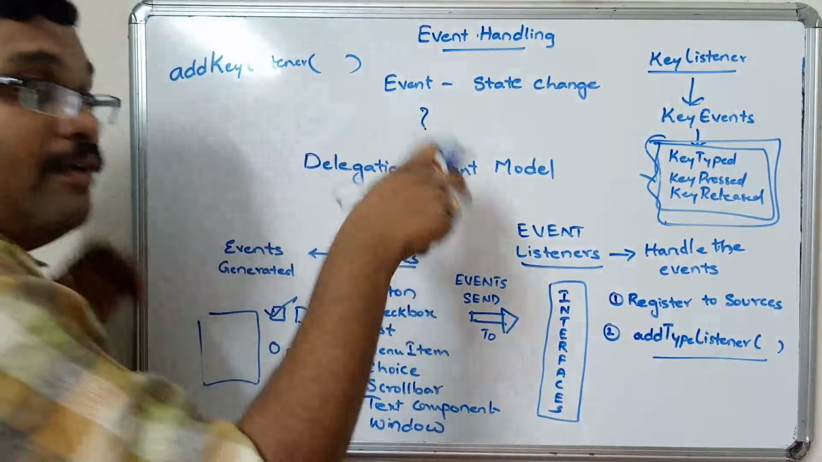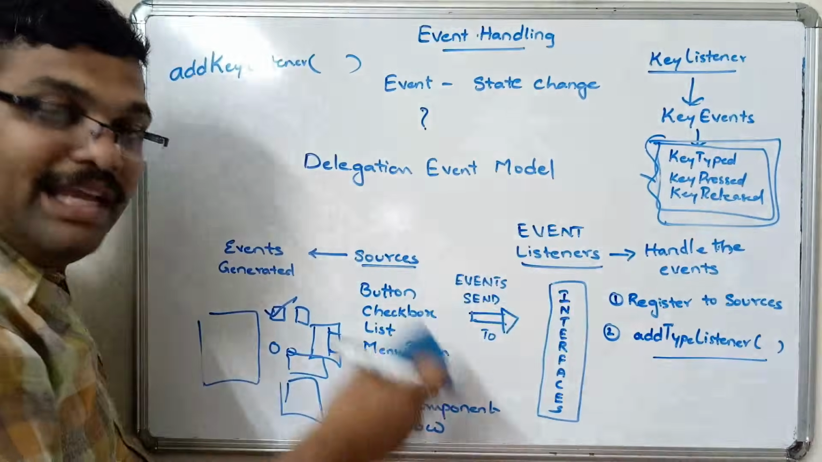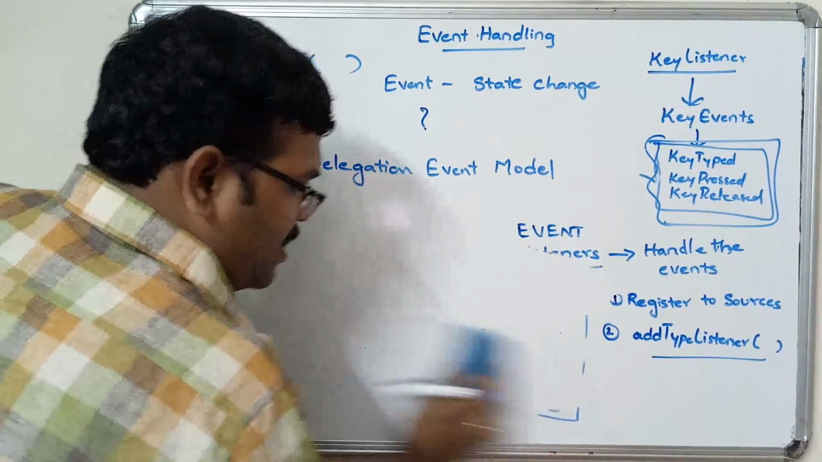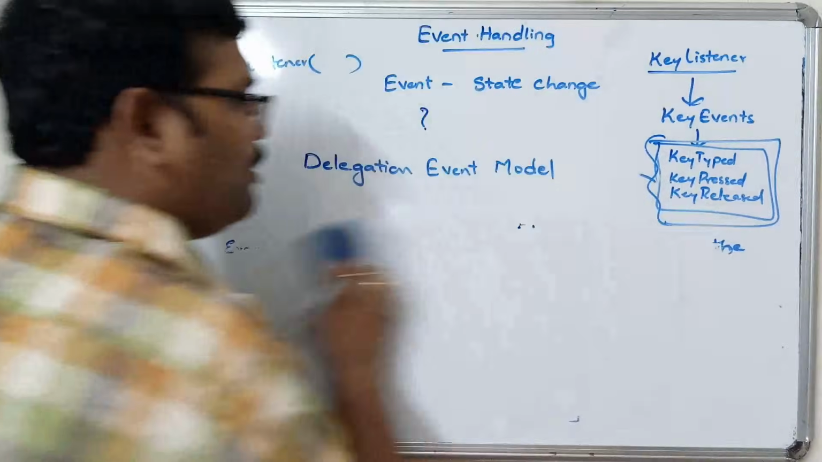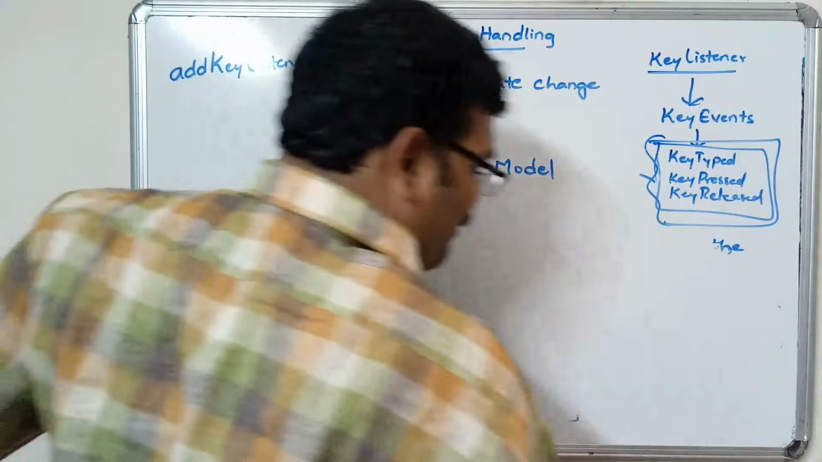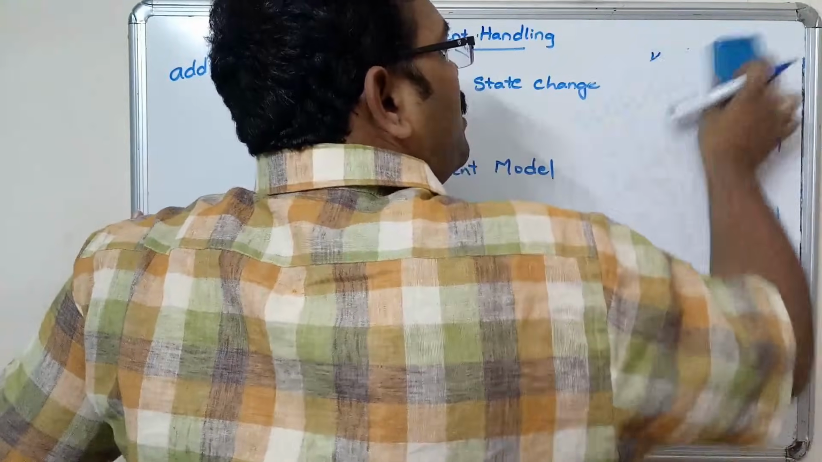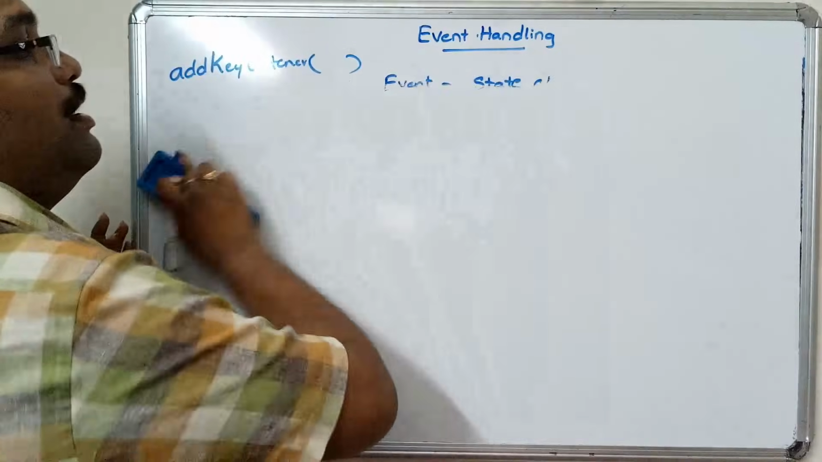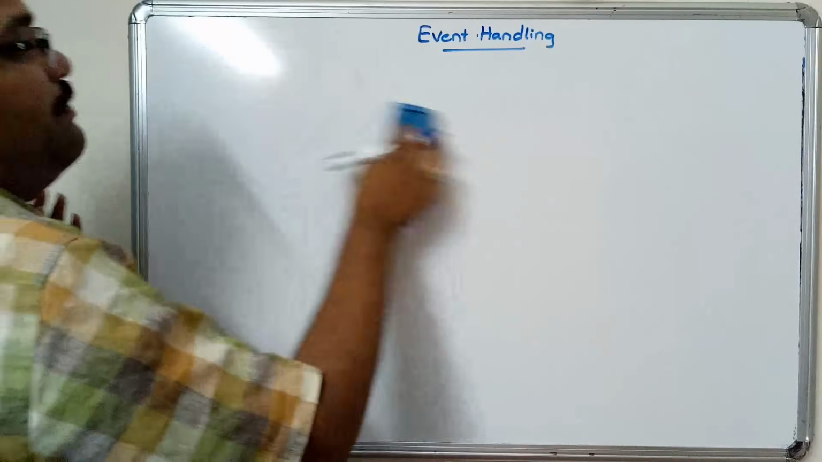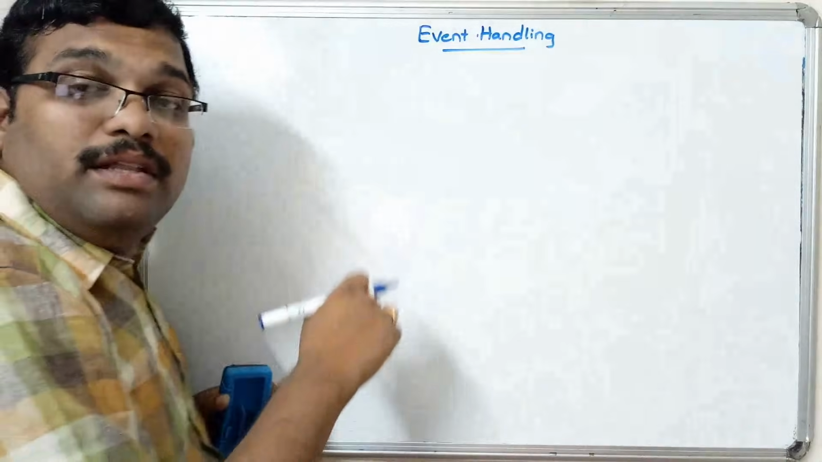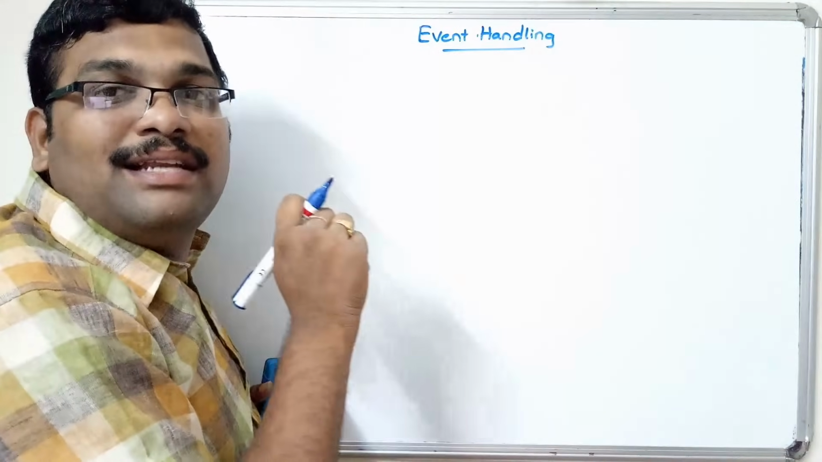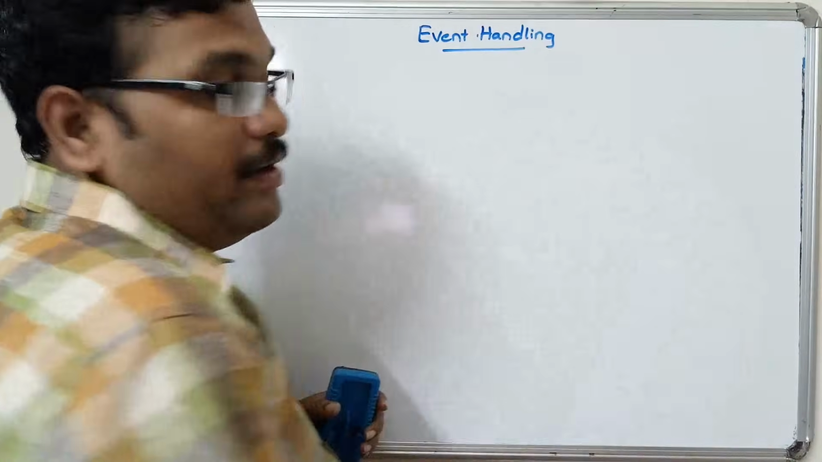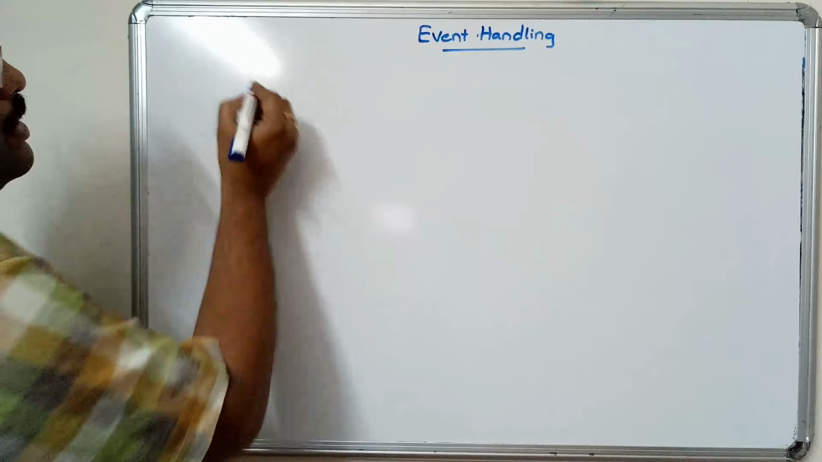See, I will explain you one by one. First, let us see the event listeners, multiple event listeners. So this is called delegation event model. Whenever an event occurs from the sources, the corresponding event listener will handle the event occurred, right? That will be done by means of the listener interface. Okay, now let us see the events, different events occurred, right?